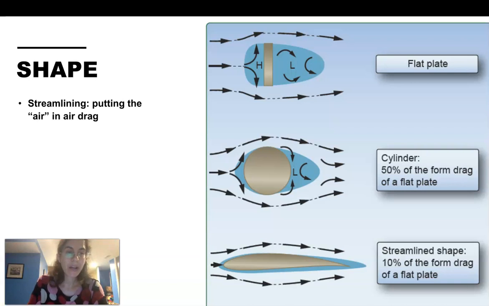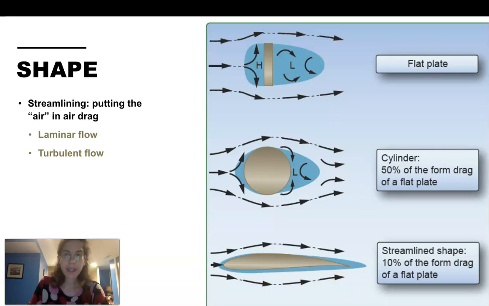Streamlining is putting the air in air drag. The whole point of air resistance is that the air resists you. You're cutting through it. The two kinds of airflow are laminar flow, which is as close to linear as anything's really going to get, and turbulent flow.